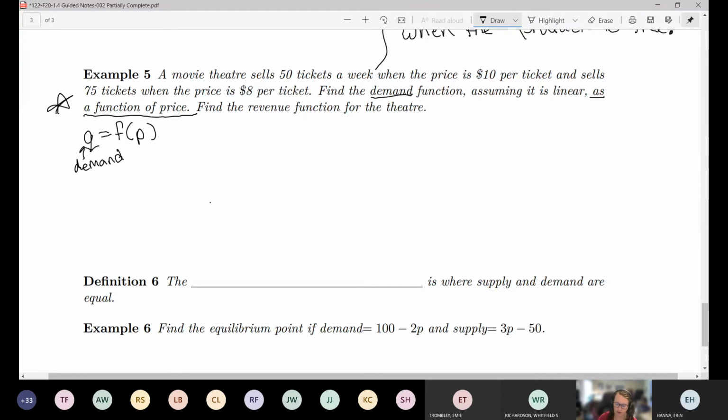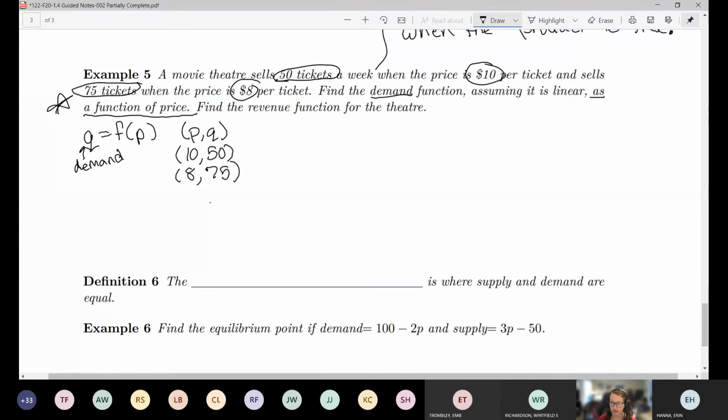So now that we know the order that it goes in, we can take these two pieces of information, 50 tickets at $10 and 75 tickets at $8, and turn them into the points that we're going to use to write the equation of our line. Since our points would be (P, Q), the two points we're working with are a price of $10 for a quantity of 50 tickets and a price of $8 for a quantity of 75 tickets. Now that I have those two in their correct order, I can go about finding the linear equation.